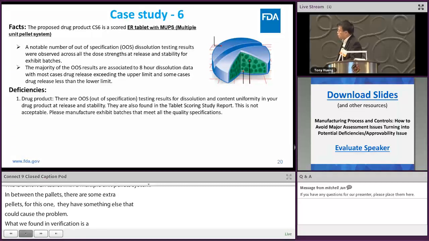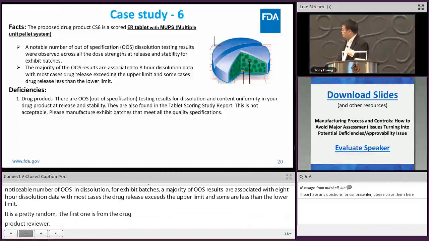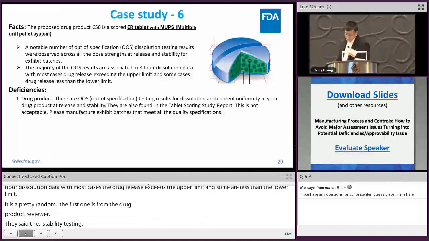So there are deficiencies issued from multiple disciplines. The first one is from the drug product reviewer. They said there are OOSs in dissolution and also content uniformity in your release and stability testing. And they also found that in the tablet scoring study report. So they asked the company to manufacture new exhibit batches that at least meet all those quality specifications.